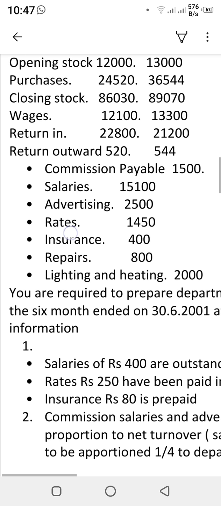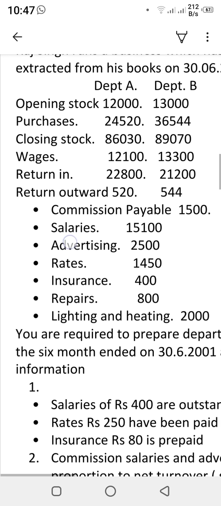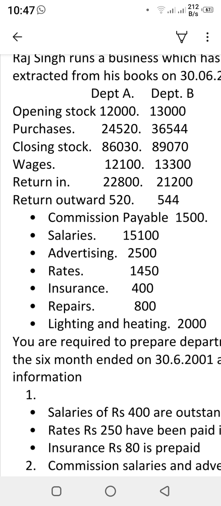Next is closing stock, 86,030 for department A and 89,970 for department B. It will appear on the credit side of the trading account. Next one is wages. Wages is 121,000 and 133,000 for department B, and it will appear on the debit side of the trading account.